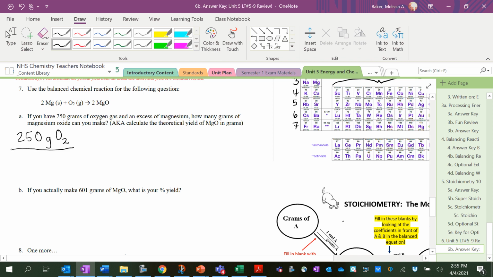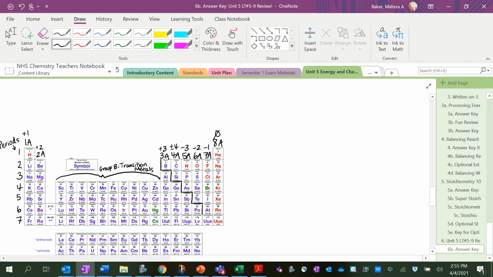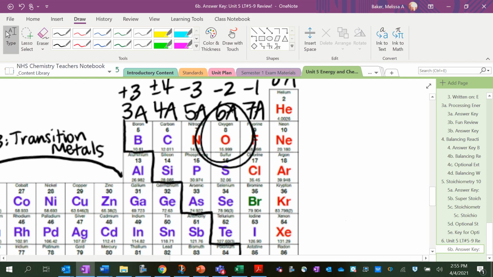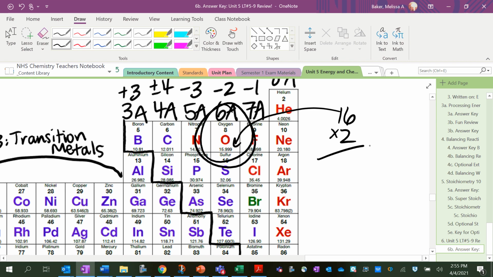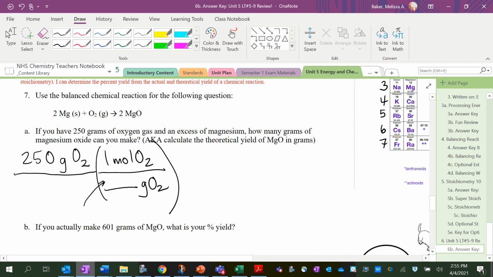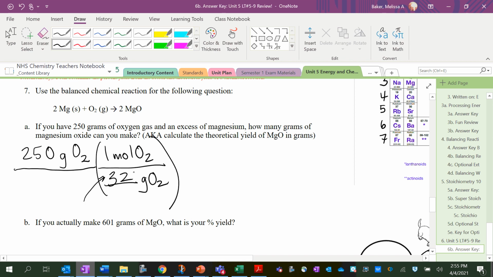Okay, first step, we're actually right here on our mole map. We have 1 mole A on the top divided by blank grams of A. And then we go to the periodic table and we say, hey, how much does 1 mole of O2 weigh? Well, 1 mole of O is 16 grams, and there's 2 of them. So that means the molar mass is 32.